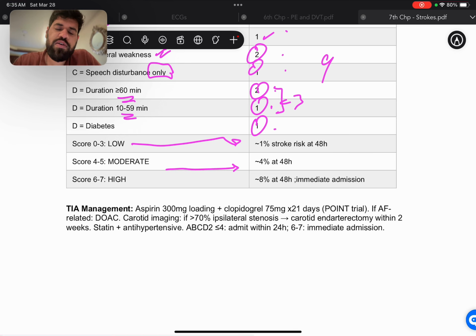Moderate is going to be more than between 4 to 5, and it's going to be 4% in the next 48 hours. Whereas for scores of 6 to 7, they're pretty high, and it's going to be about 8% in the next 48 hours. So we need to do immediate admission for those that have a high risk, for 6 to 7. All right.